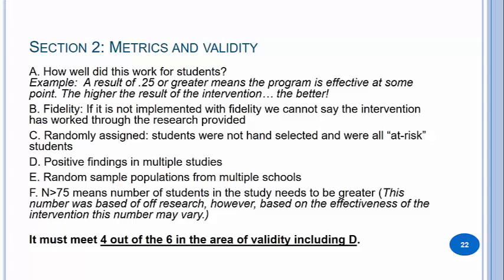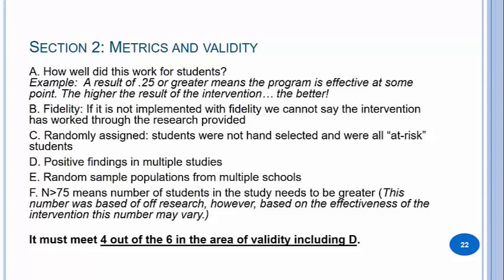Fidelity can be measured in many ways. For our rubric, if you were looking at it right now, we asked them to show inter-rater reliability, meaning that you had at least two observers go into a setting and observe the intervention occurring, making sure the intervention is working, given the fidelity checks that are provided to them, and then seeing if there is agreement among those two people that the intervention was implemented with fidelity to get results.